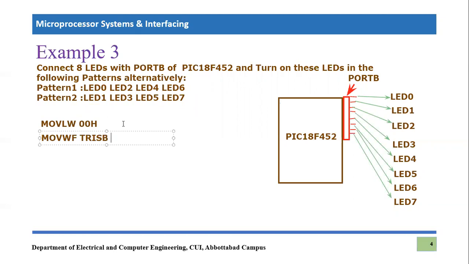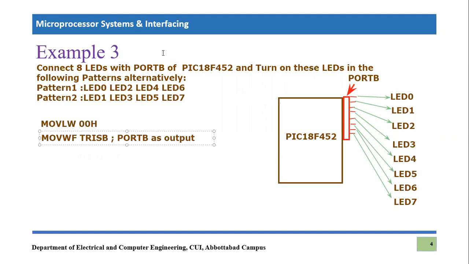So what we have done here, we have configured port B as output. That is the purpose of these two instructions. We have been seeing these kinds of examples, so I hope this is clear to everyone. And now we have to send some information to turn on these LEDs.